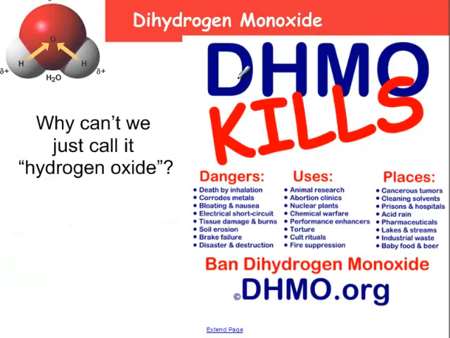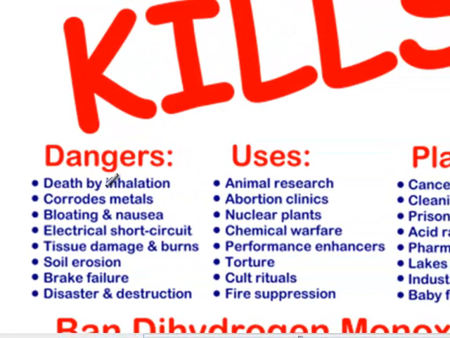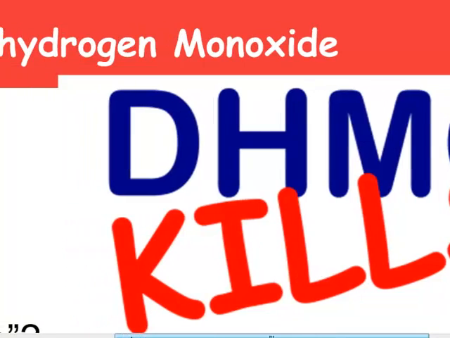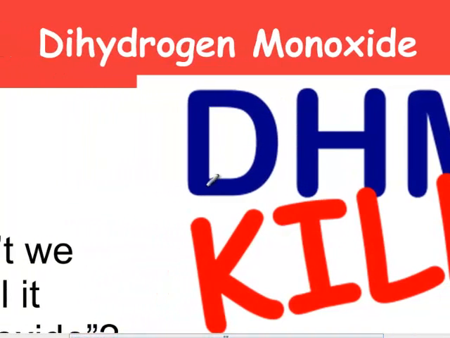Take a look at this dihydrogen monoxide. Look at this terrible substance. Death by inhalation, corrodes metals, causes bloating and nausea, can cause electrical circuits to short circuit, can cause tissue damage and burns, soil erosion, brake failure, disaster, destruction, and so forth. This terrible, terrible substance. Take a moment, look at the name, think about what you know already about prefixes, because I bet you know some stuff.